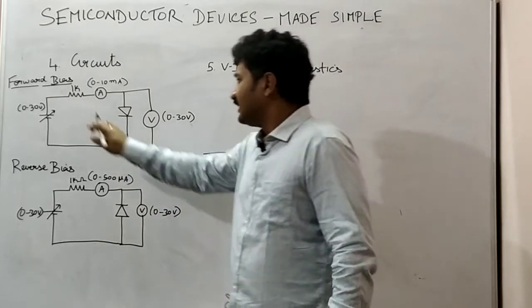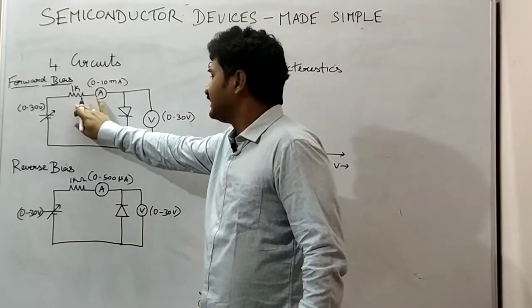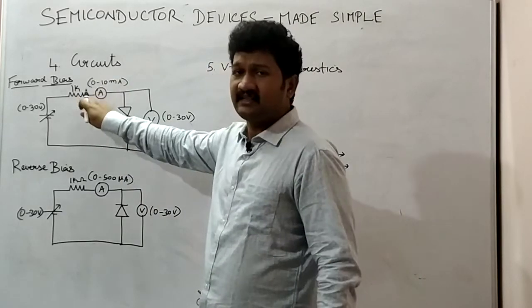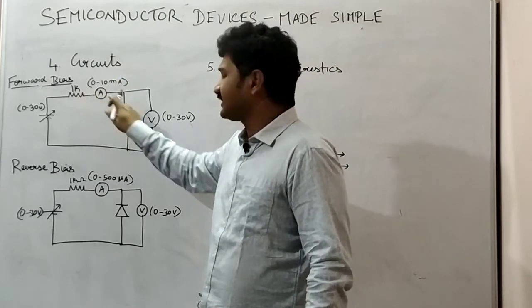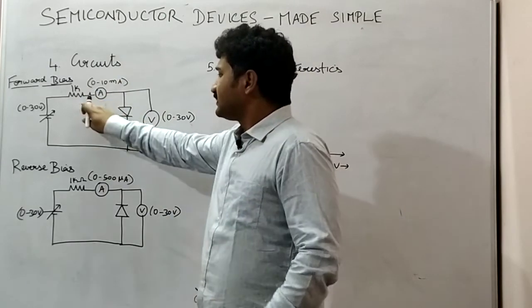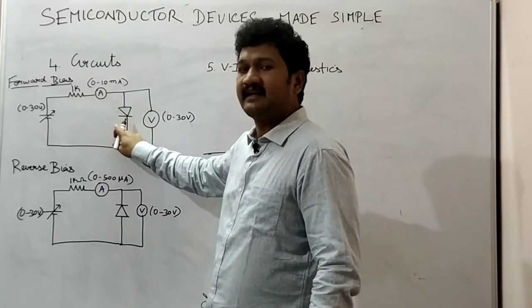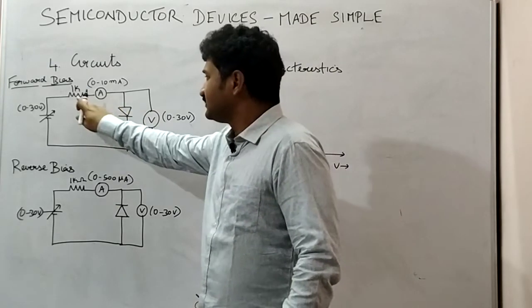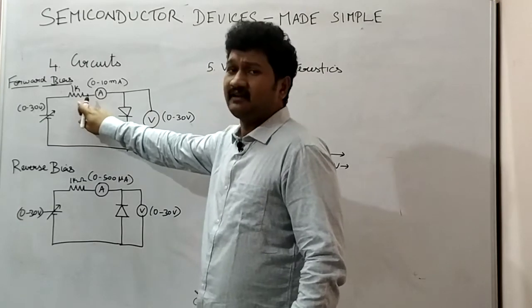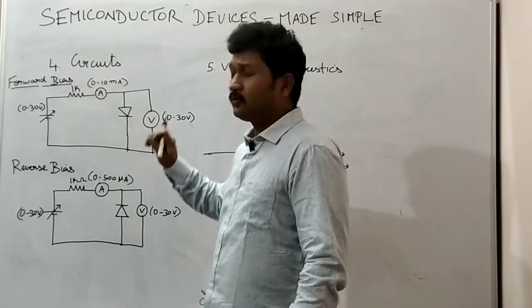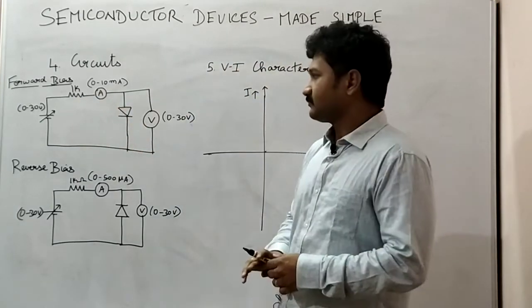The reason is that a resistor is connected in series with the diode. There is a reason for connecting this resistance in series with the diode. This resistor protects the diode from very high current that damages the diode. So if this resistor is here, it will protect the diode without getting damaged.